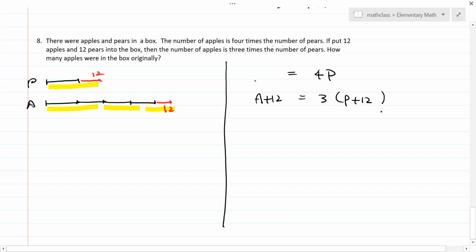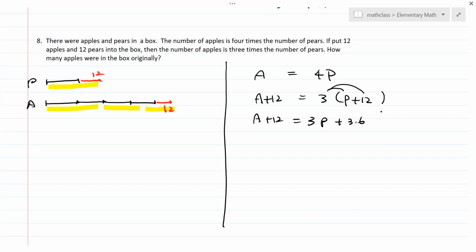Okay. So from here, how do you solve the equation? Remember, when you do the multiplication, you have to multiply each of them. Okay. So A plus 12 equals 3P. 12 times 3, 36. Okay. Now this A is moved to here. What is the value of A? 4P.